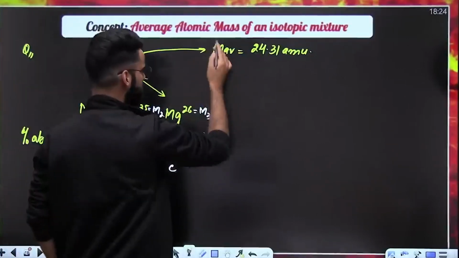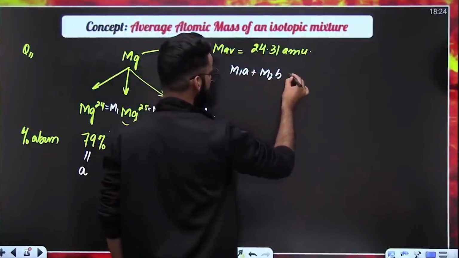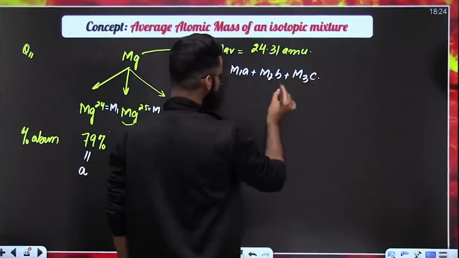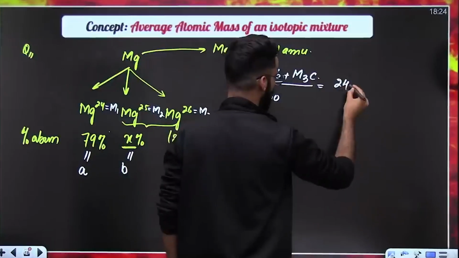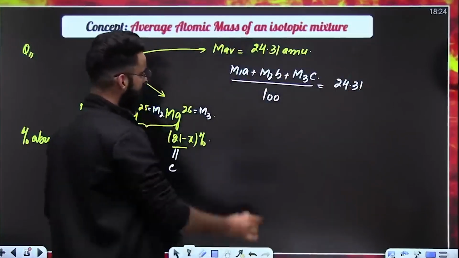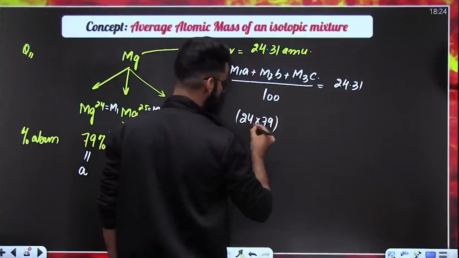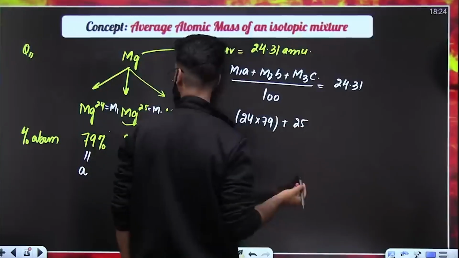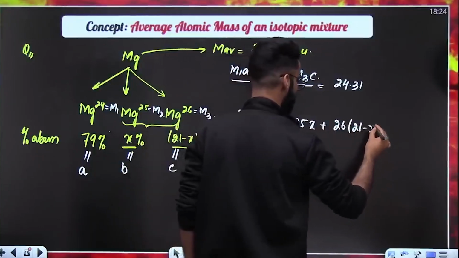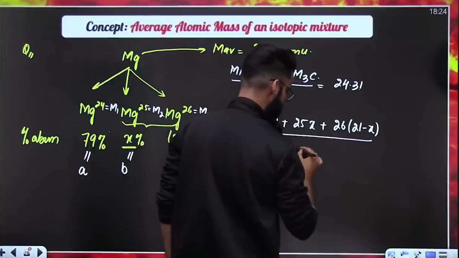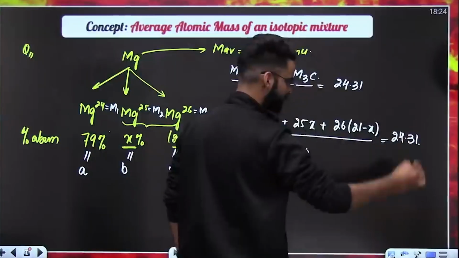Now, dear students, instead of M average, can't I write (M1A plus M2B plus M3C) divided by (A plus B plus C)? That value is already 100, and this overall value is 24 point something. M1 value is 24, A value is 79. M2 value is 25, B value is X. M3 value is 26, C value is 21 minus X, divided by A plus B plus C, which is 100. And this overall value is equal to 24 point something.